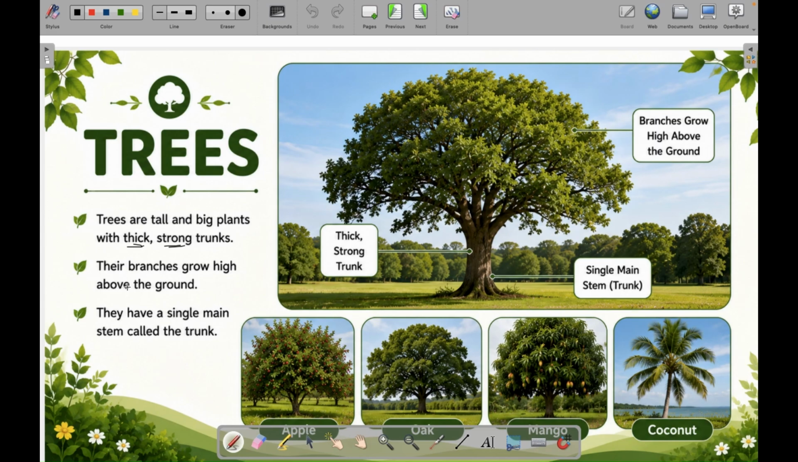Their branches grow very high above the ground. With shrubs, we saw that the branches are very close. Here in trees, the branches are very far away, right? If you look at this distance, it is very far from the ground. They have a single main stem called the trunk. So this is the main stem. This is single, and then very far away from the ground, it splits into branches.